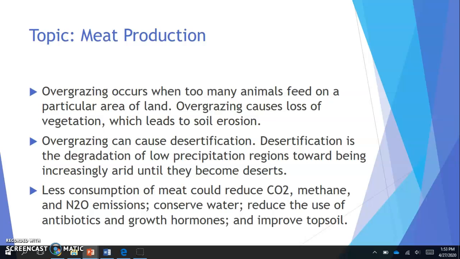It can also cause desertification. So that's the degradation of low precipitation regions towards being increasingly arid until they become desert. So think of like Midwest.